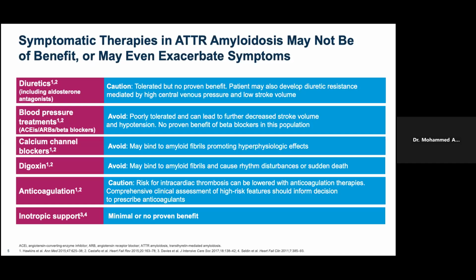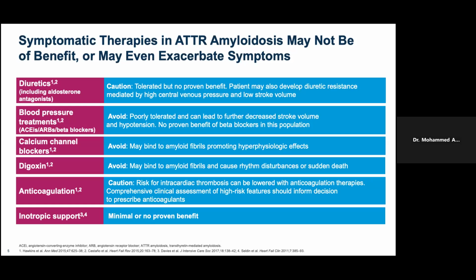Anticoagulation: the risk of intracardiac thrombus can be lowered with anticoagulation therapy. A comprehensive clinical assessment of high-risk features should inform the decision to prescribe an anticoagulant, and anticoagulation in patients with atrial fibrillation should be given regardless of their FAST score.